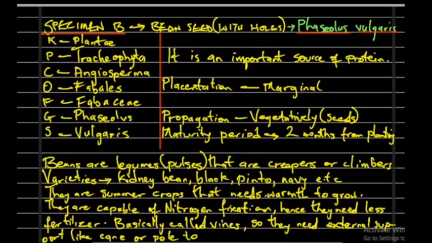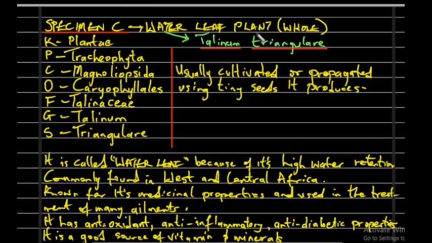Moving further, we move to our specimen C, which is the waterleaf plant, the whole waterleaf plant. Classifying the waterleaf plant, the kingdom is Plantae, the phylum is Tracheophyta, the class is Magnoliopsida. The order is Caryophyllales, and the family to which it belongs is Talinaceae. The genus is Talinum, and the species is triangulare. So the scientific name is Talinum triangulare. We already know how a scientific name is written, underlined when handwritten.